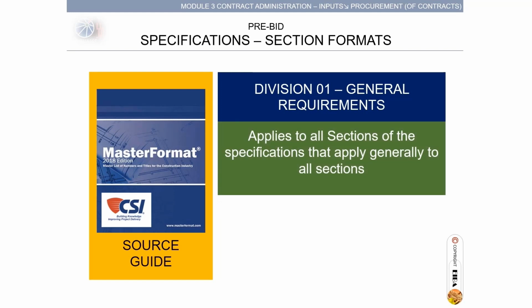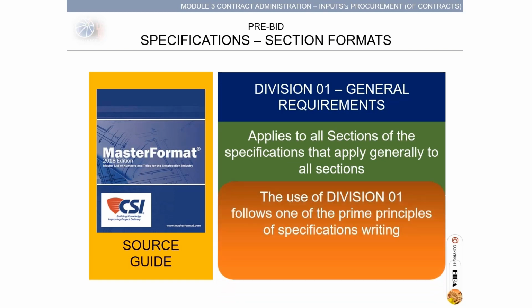That generally applies to all sections, meaning Division 01 is applicable to all the sections, and if strictly followed, the division would be repeatedly written in every section. However, this is impracticable. The use of Division 01 follows one of the prime principles of specifications: say it once. Writing Division 01 repeatedly in its sections could result in voluminous specification documents, which are redundant.